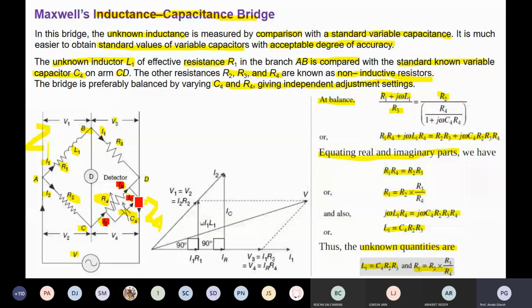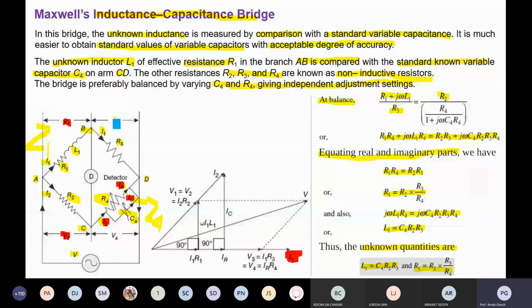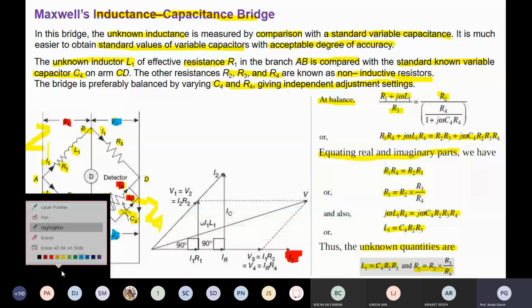In the case of a phasor diagram, one parameter should be your reference. So we are considering that I1 is your reference. If I1 is your reference, that means I1 should be on your x-axis. So here I1 is on your x-axis. Then you know that in equilibrium V1 and V2 should both be the same, as well as V3 and V4 will be the same. So at equilibrium V4 and V3 are the same, and V1 and V2 will be the same.